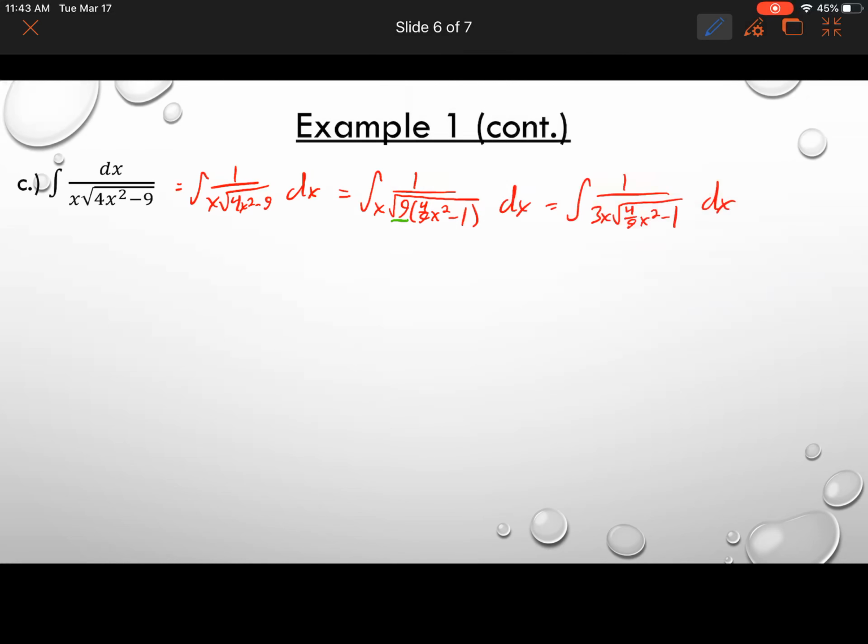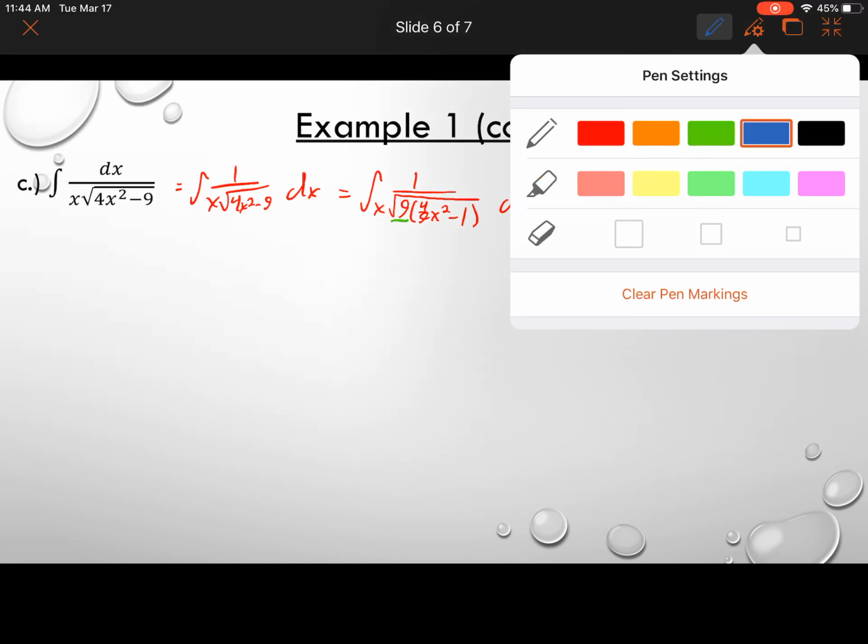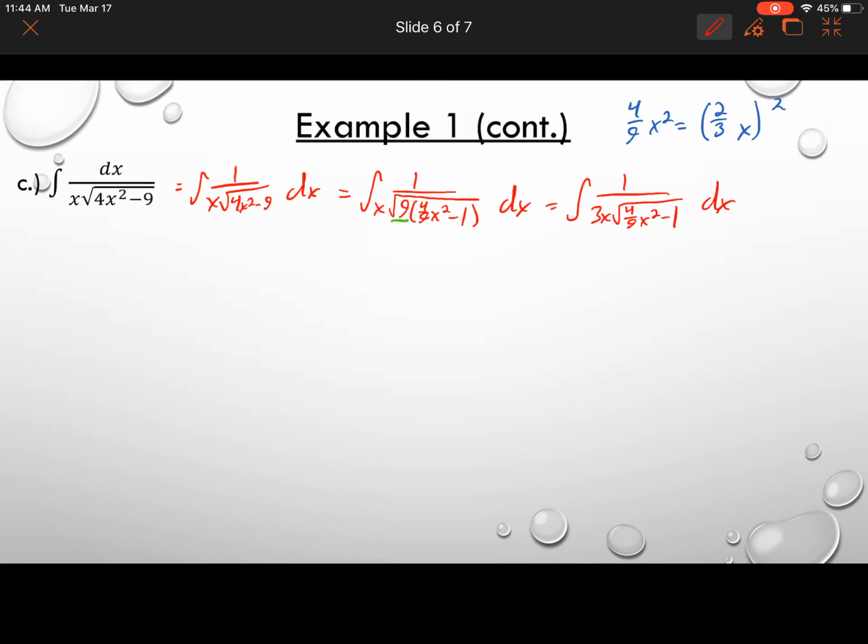Now if you recall, we have to turn that 4/9 x squared into some quantity squared. So that's just going to be x in there. The 4 is going to become a 2, and the 9 is going to become a 3. So the quantity 2/3 x squared is the same thing as 4/9 x squared, because you just distribute the exponent. 2 squared is 4, 3 squared is 9, x squared is x squared. So we can rewrite this in the appropriate manner.